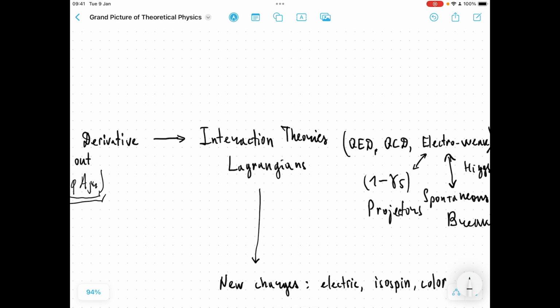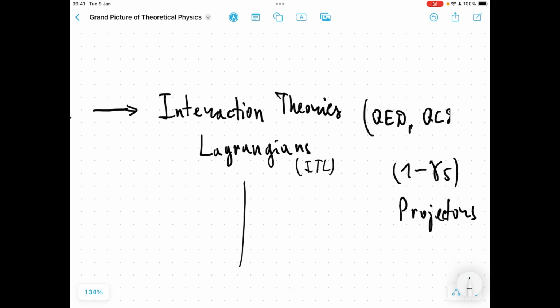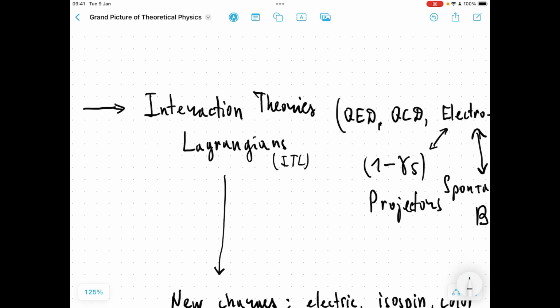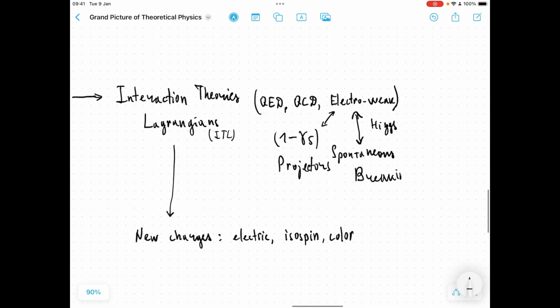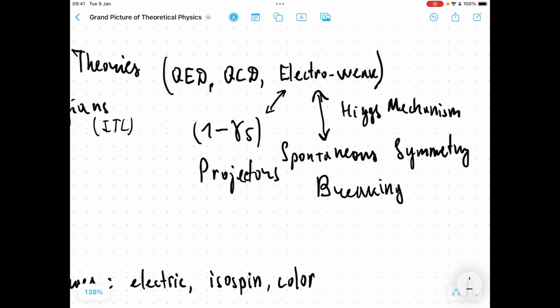Maybe I should have written something like ITL here, since I already abbreviated the free ones. So we will get 3 theories for these, right? QED, QCD, and electroweak theory. And for electroweak, we will also have the Higgs mechanism. We also will need to use chirality projectors here to make sure that the weak force interacts only with left-handed particles for fermions.